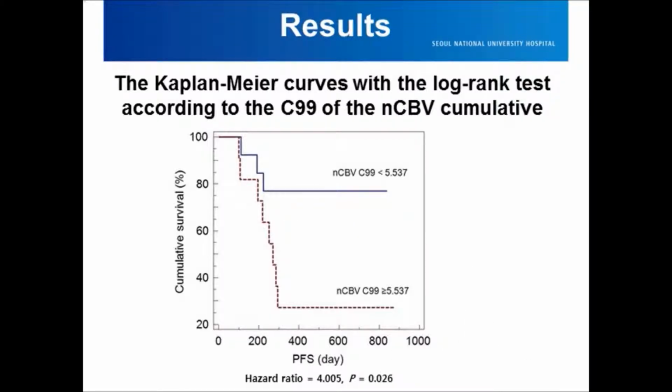Survival analysis showed significant differences in progression-free survival of patient groups dichotomized by C99 for immediate post-op MRI, when the cutoff value was 5.537. The significantly better outcome was noted in the group with nCBV C99 less than the cutoff value.